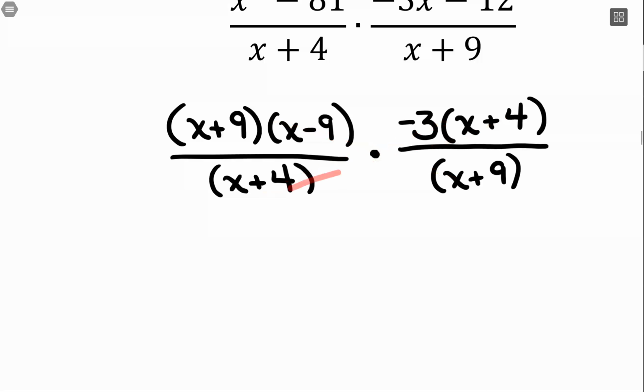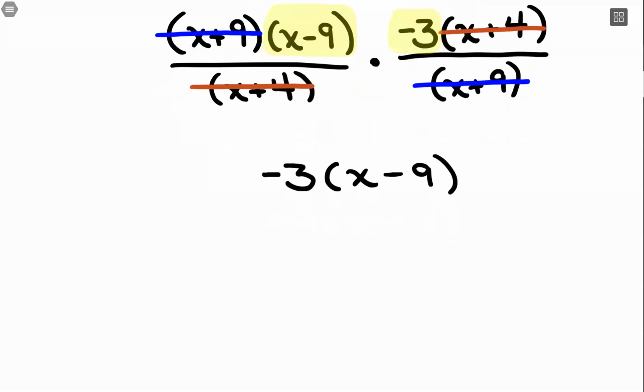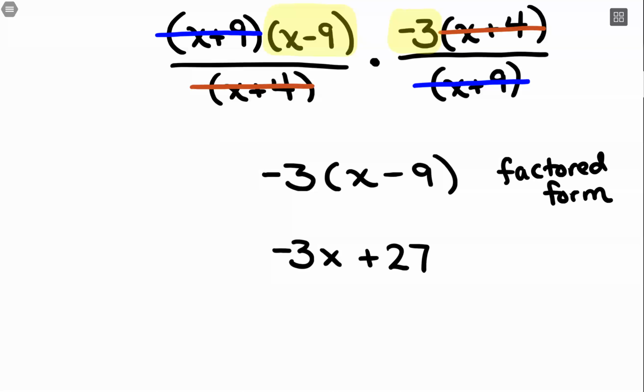So I can see those x plus 4 values will cancel with each other. I can see those x plus 9 values will cancel with each other. So with that, I'm going to have this x minus 9 left over. I'm going to have this negative 3 left over, and I don't have anything in the denominator. Really, that denominator turns into a 1, but when we divide by 1, we don't need to write that out. So this is going to be negative 3 times x minus 9, and then I could just simplify by multiplying it out to negative 3x plus 27. However, this would technically be the factored form that we were at before there. So we could have stopped there.